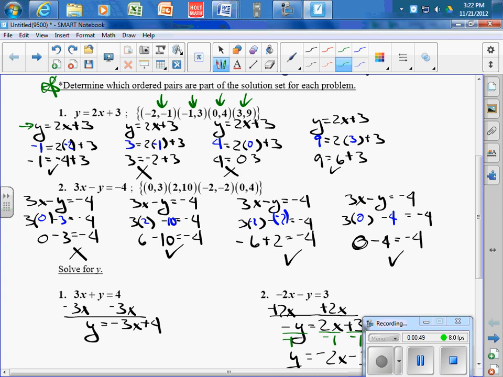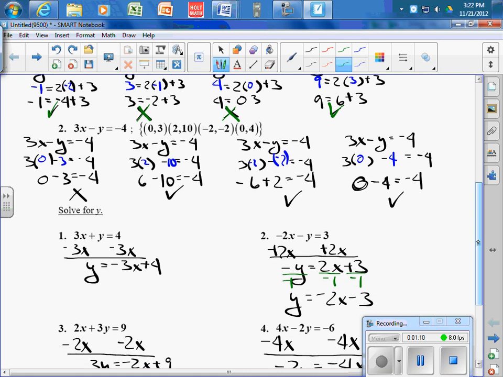Number 1, it does. The second point does not, the third point does not, but the fourth point does. So your answer here, the solution set, would be those 2 points that end up working, -2, -1, and 3, 9.